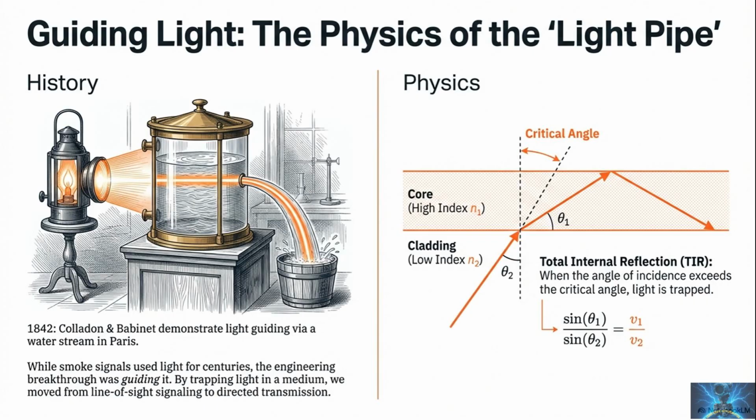You have a core with a higher refractive index, surrounded by cladding with a lower refractive index. When light hits that boundary above the critical angle, it reflects back inside instead of escaping. So fiber optics is not magic. It is controlled geometry and controlled refractive index.